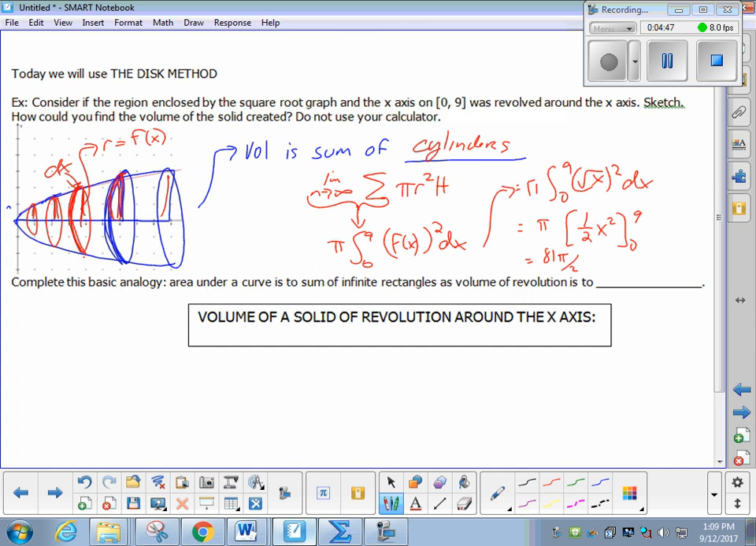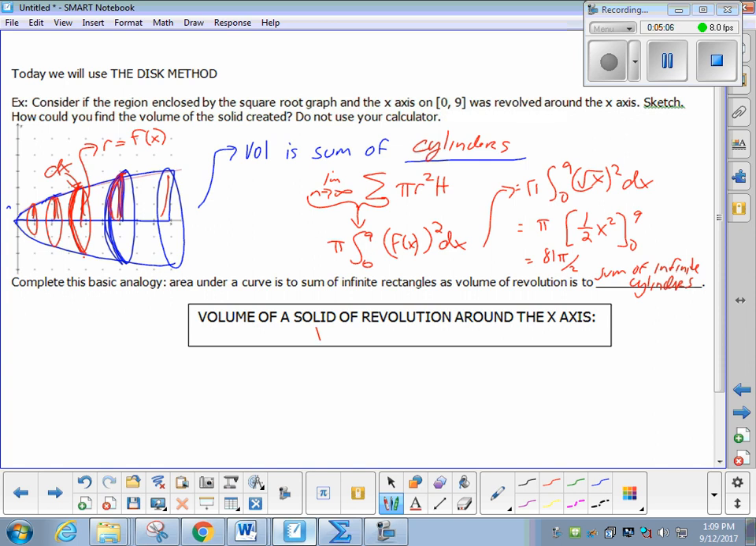Okay, now, complete this analogy then, please. Area under a curve is to the sum of infinite rectangles, as volume of revolution is to the sum of infinite disks or cylinders. The idea for finding a volume of revolution is to sum many cylinders.